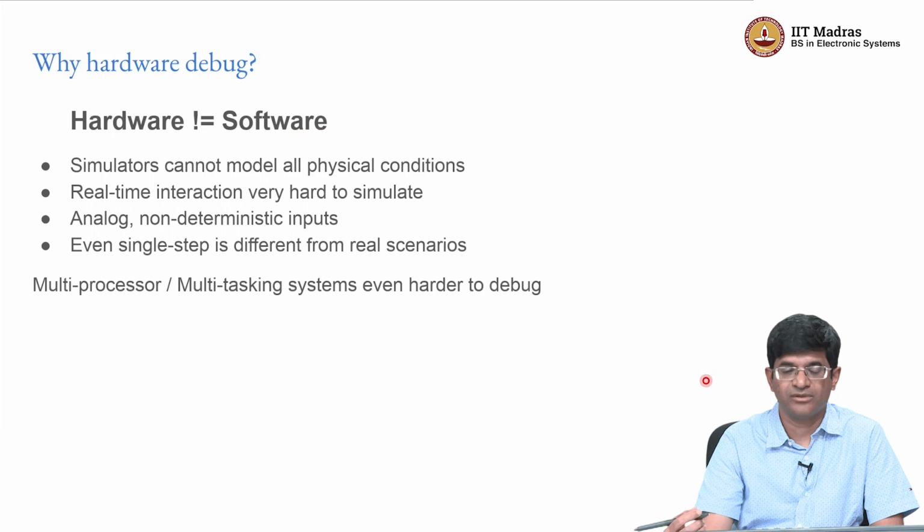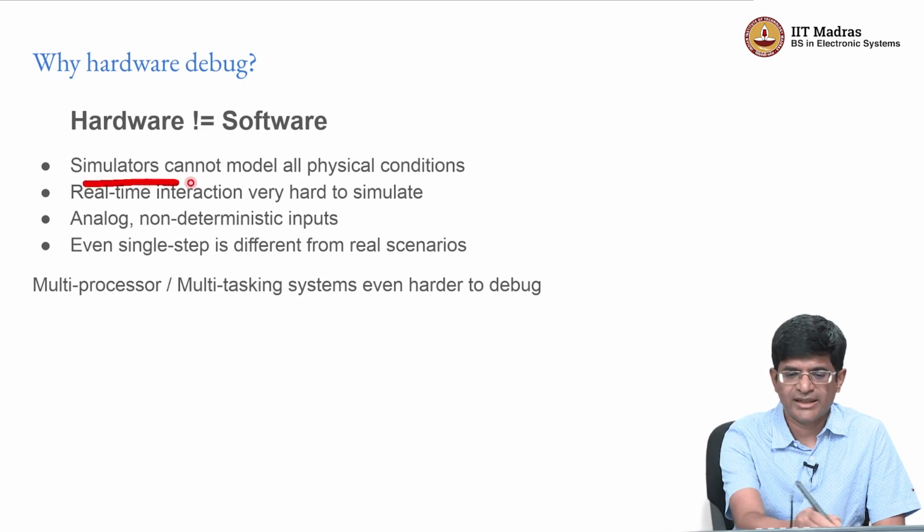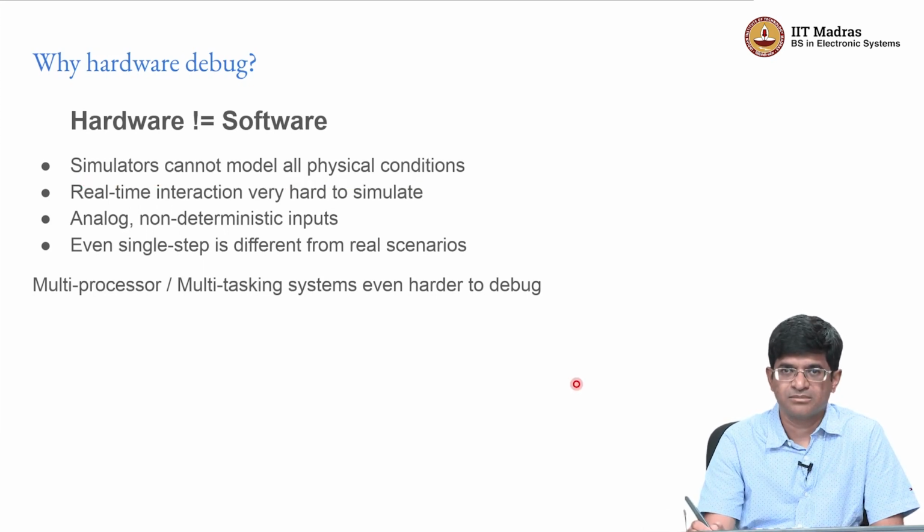In fact, WalkV, the website that we have been using for a number of demonstrations in this course, is basically running software simulators of various kinds of processors, right. The problem is the software in general cannot model all physical conditions. Even within WalkV, you will find that for certain processors, certain kinds of behaviors are not completely modeled.